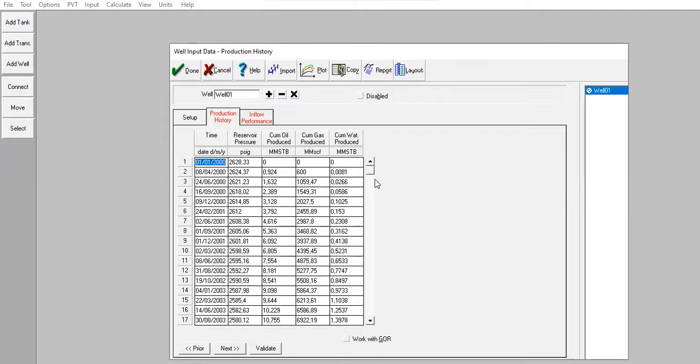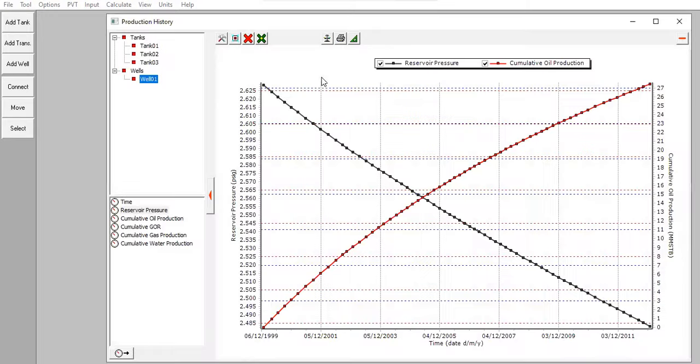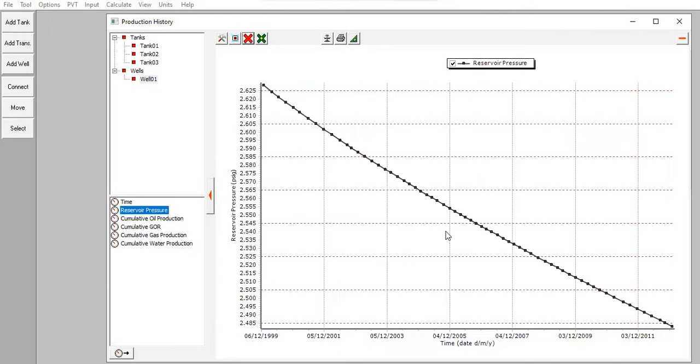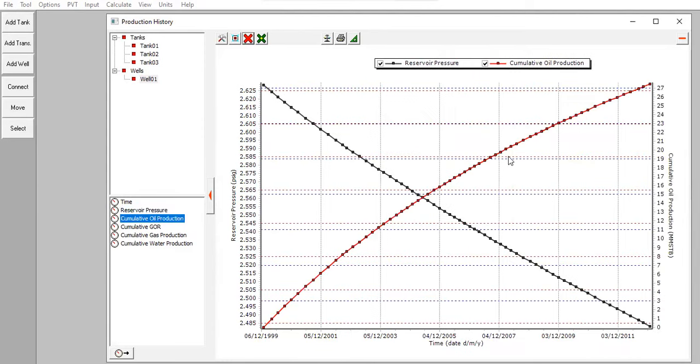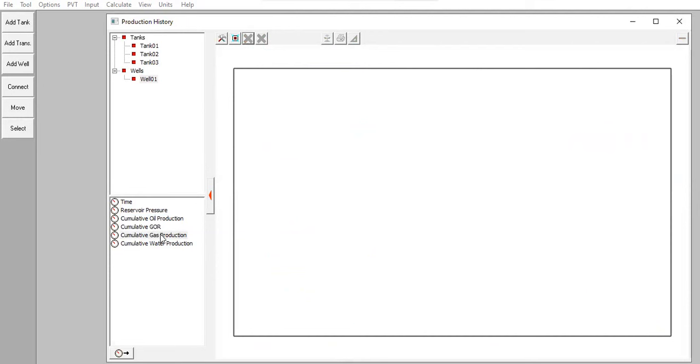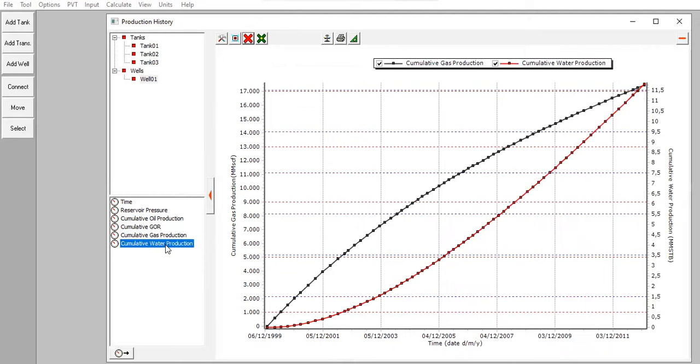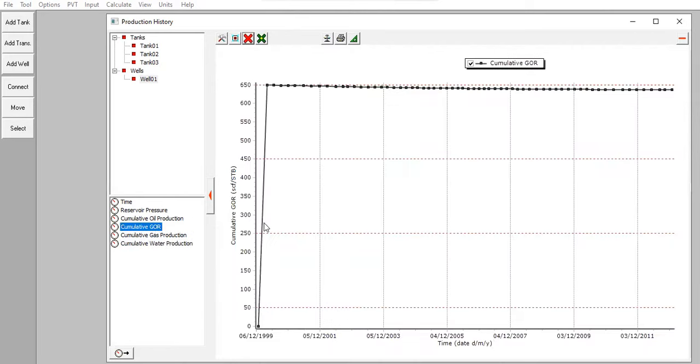All right, let's check the plot. Okay, this one, well, remove all first, select the well, reservoir pressure, okay, cumulative oil production, okay, remove all, cumulative gas production, and cumulative water production, the red line. Okay, what about cumulative GOR? This one.